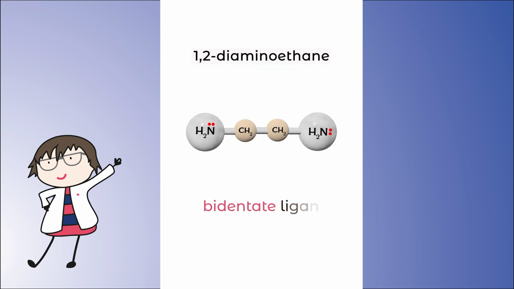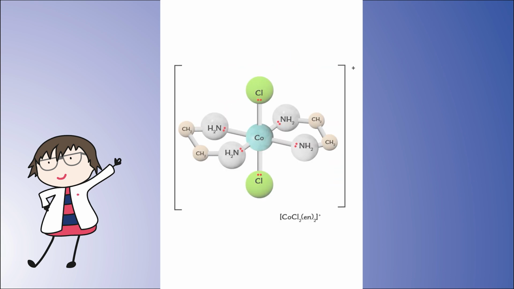1,2-diaminoethane is an example of a bidentate ligand. It donates 2 pairs of electrons to the central metal ion so that each ligand is forming 2 coordinate bonds. In this complex ion, we see cobalt coordinating with 2 chloride ion ligands and 2 ligands of 1,2-diaminoethane. Once again, this is an octahedral-shaped complex.